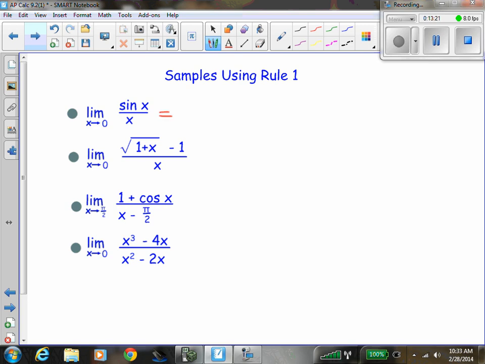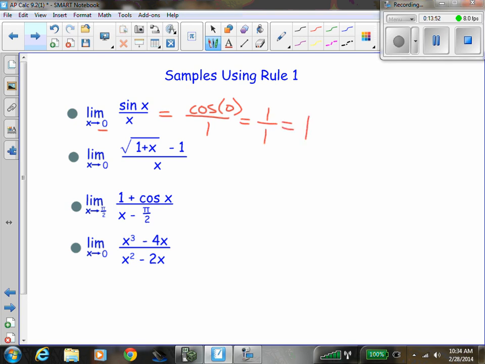If we have this, we need to write that this will be equal to the derivative of sine. What's the derivative of sine? It'll be cosine, and now we need to evaluate it at this number. Now, what's the derivative of x? 1. Now, what's the cosine of 0? 1. And so we get 1 over 1, which is 1.